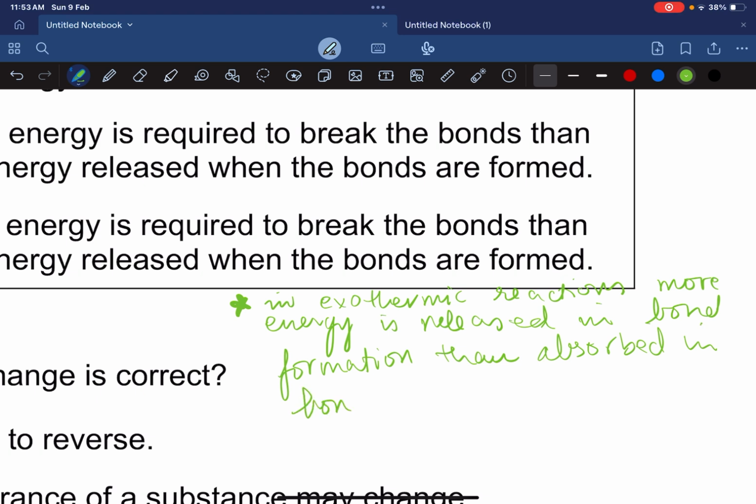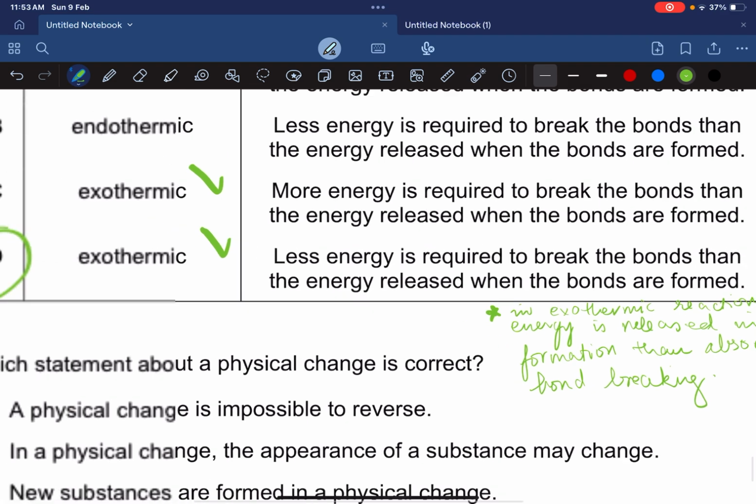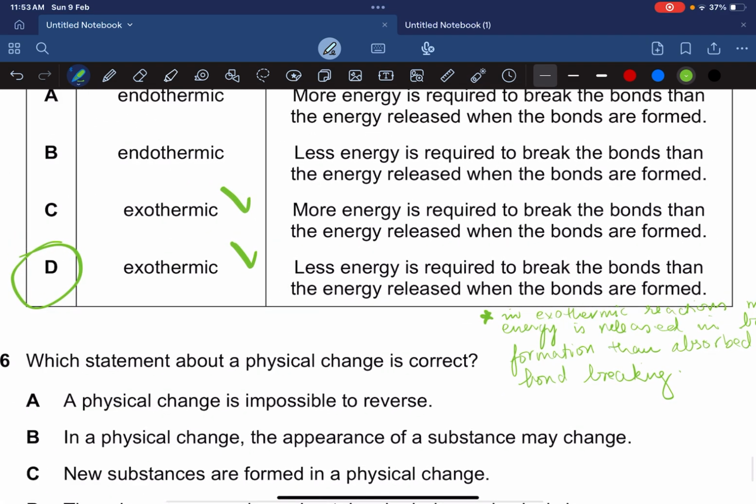Okay, you always need energy for breaking bonds, so you absorb some kind of energy. But in an exothermic reaction, the energy you absorb to break the bond is less compared to when you make the new bond, you release more energy. How come, when you burn coal or when you burn that methane gas in your houses, how come you see a flame? Because there is more energy being produced when the bonds are being formed. Okay? So option D is correct.